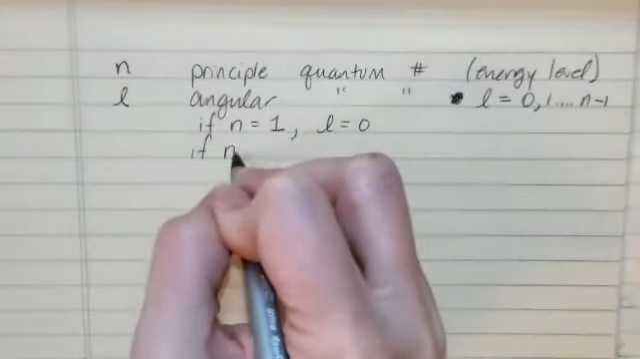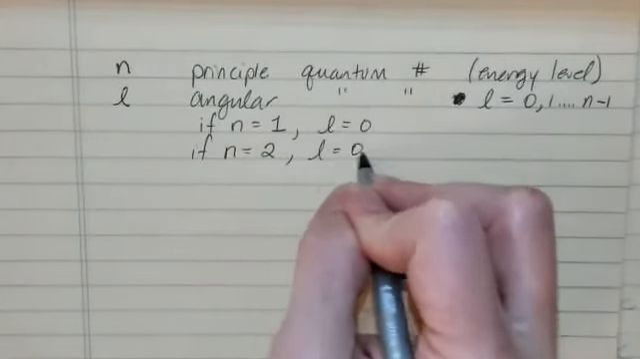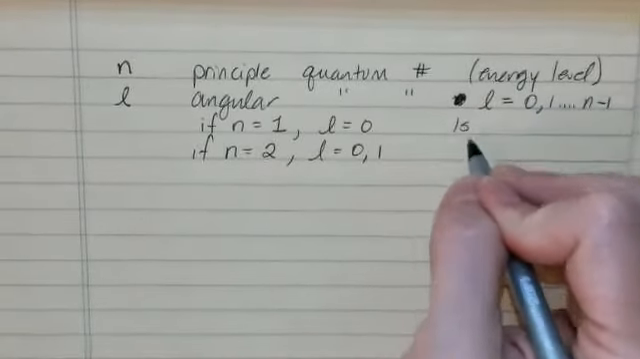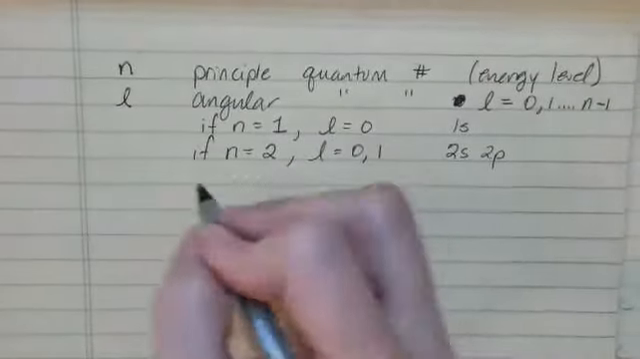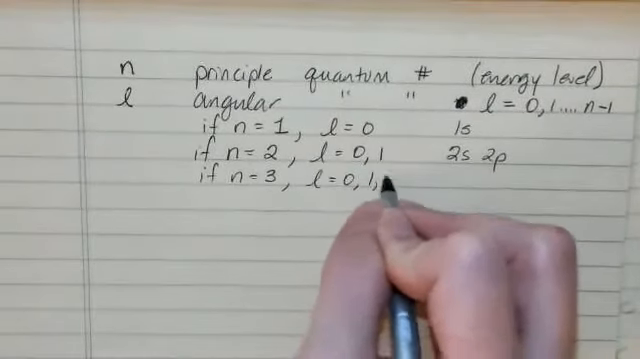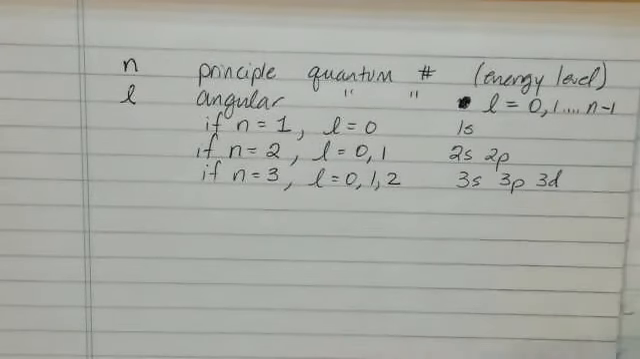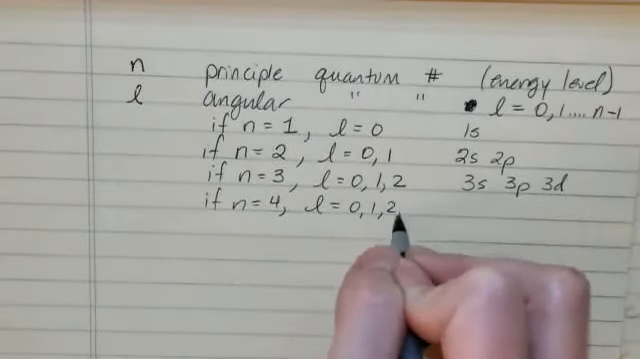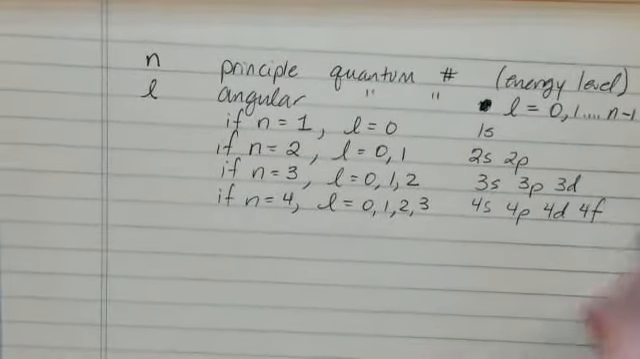If my N value was 2, and now I'm in the second shell, my L value can be 0 or 1. And if you remember in intro, we had a 1s and then we had a 2s and a 2p. So I think you know where this is going. If N is equal to 3, then your L could be 0, 1, or 2. And that makes sense because we have a 3s, a 3p, and a 3d. And if N is equal to 4, L can be 0, 1, 2, or 3. And that's because we have a 4s, a 4p, a 4d, and a 4f.